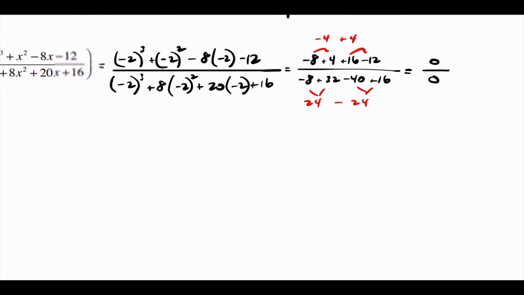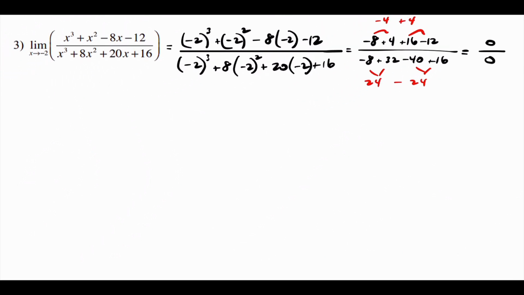That means I can use L'Hopital's rule. If you don't get 0 over 0, you can't use L'Hopital's rule. If I get a number over 0, I can't use L'Hopital's rule. If I get 0 over a number, I can't use L'Hopital's rule. But since 0 in both places, finding the derivative of this one's not that bad. So I'm just going to use the power rule. I get 3x squared plus 2x minus 8 on top.